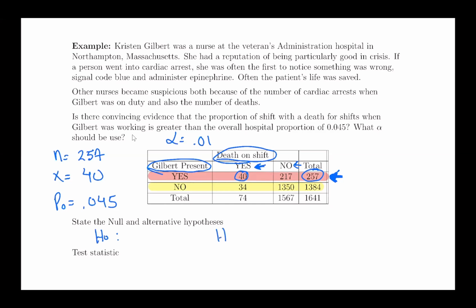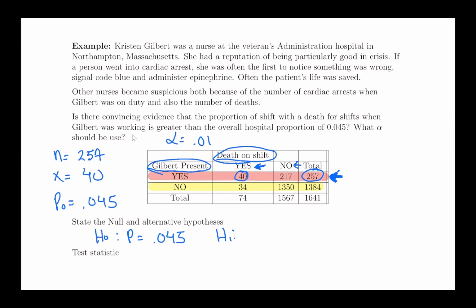And let's do our alternate hypothesis. So for the null hypothesis, it is stating that Kristen Gilbert's number and the hospital number are relatively the same. So we're going to say there is no difference. The proportion of deaths during Kristen Gilbert's shift is the same as the hospital. So we're stating that the proportion of deaths overall in the hospital is the same as Kristen Gilbert's. Everybody good with that so far?